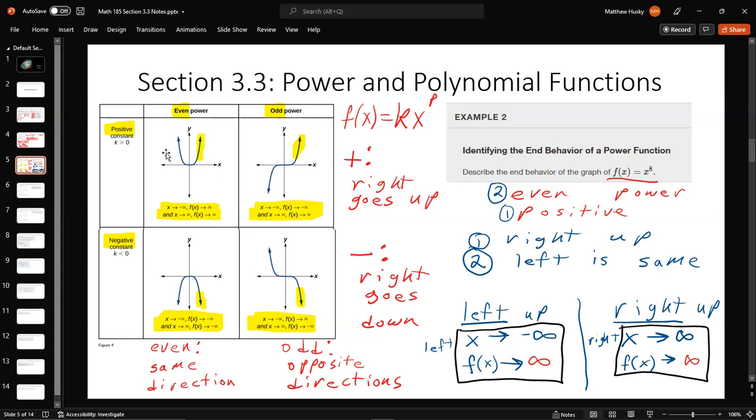But you will always say x goes to negative infinity. You will always say x goes to infinity. You will always say f of x goes somewhere for the first one. And you will always say f of x goes somewhere for the second one. That is always going to be true. You just have to figure out, is the left side going up or down? If the left side goes up, you put positive infinity. If the left side goes down, you put negative infinity. Same for the right side. If it goes up, you put positive infinity. If it goes down, you put negative infinity. So that's sort of in math speak what all of that means.